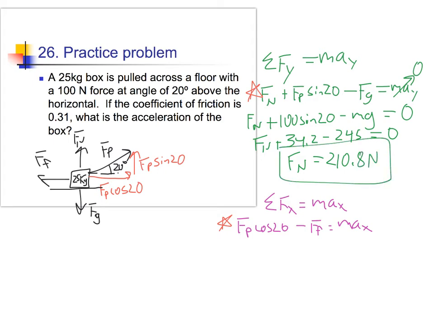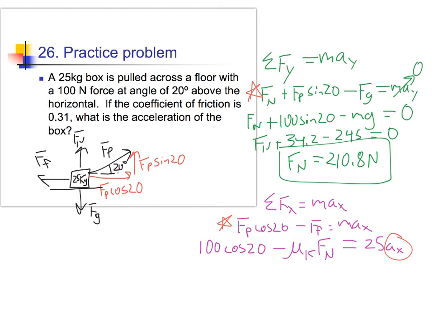I'm now going to go ahead and start setting up my x equation. So I know in the x direction that Fp is 100, so Fp cosine of 20 minus the force of friction, which we just found out was mu times our normal force, is going to be equal to my mass here, which is 25, times my x acceleration. And that ultimately is what we're looking for. What is the acceleration? Well, there is none vertically, so we're simply looking for the horizontal acceleration.